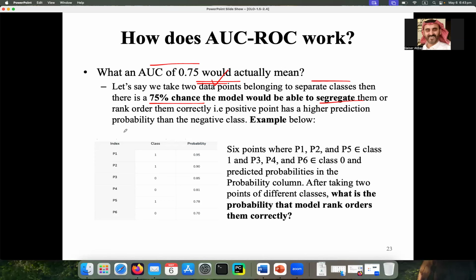Now, to understand it further, we are taking this example with 6 points, P1, P2, P3, P4. And which class are these points related to? It is mentioned that P1 is related to class 1, P2 has class 1, P3 is a data point of class 0, P5 has class 1, P6 is related to class 0. And what are their probabilities? That is also mentioned. P1 has probability 0.95 with this class, P2 has 0.90, P3 has 0.85. This is what the meaning of this column is.